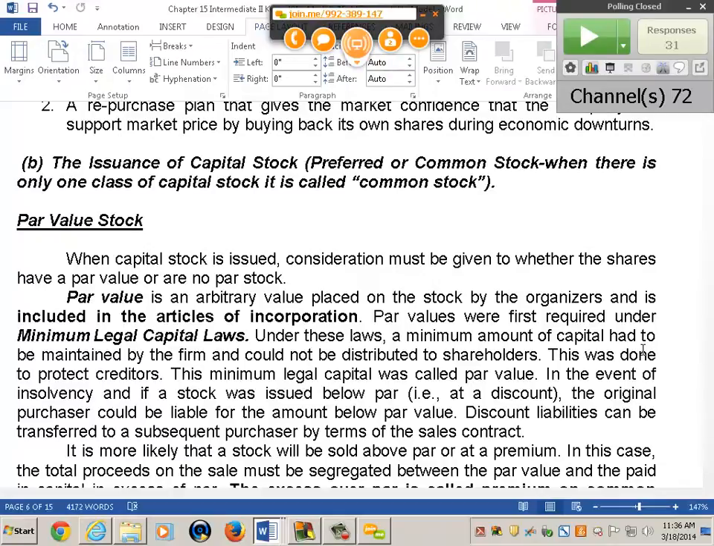The par values were used originally, as I tell you in the notes, to satisfy what were known as minimum legal capital laws. These laws no longer exist, but that's how we started with par value. And now that par values are here, we still have to account for them. So what do minimum legal capital laws tell us?